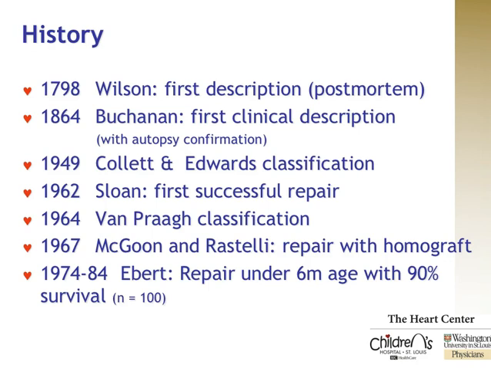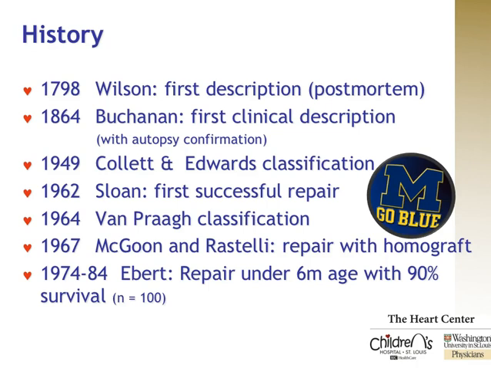So first, a little bit about the history. Truncus arteriosus was first described in the late 1700s on a postmortem examination, and about 75 years later, Buchanan was the first person to document a clinical description with later autopsy confirmation. The Collett and Edwards classification that I mentioned on the prior slide was first proposed in 1949, and it was in 1962 that Sloan from the University of Michigan, go Blue, performed the first successful repair.